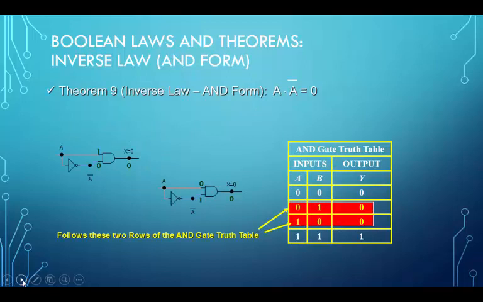And the inverse law for the AND function: if we AND any function with its inverse, the output is always a 0. 1 and 0 is 0. 0 and 1 is still a 0. Any input ANDed with its inverse, the output is 0.